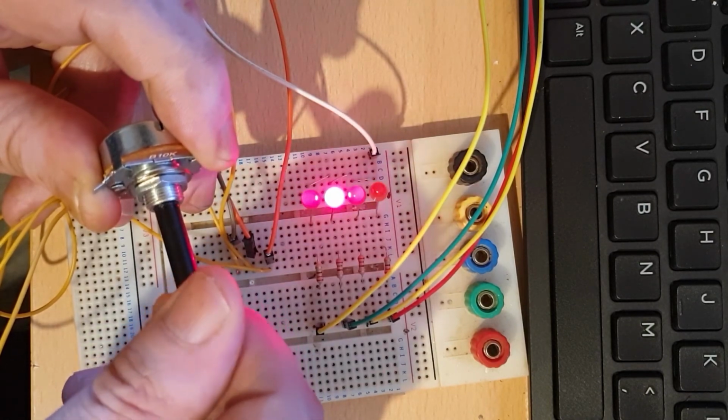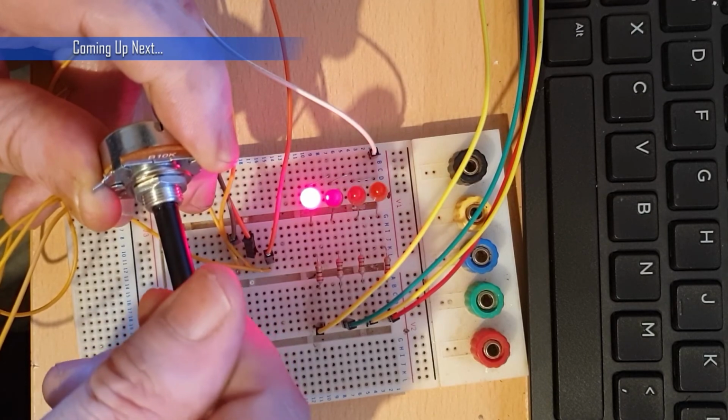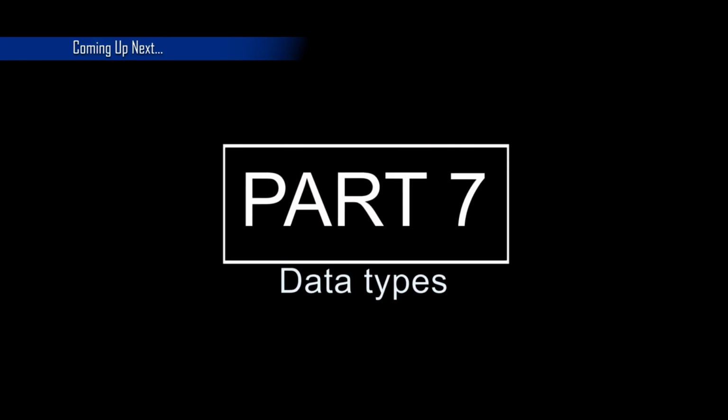This is all for today. Next time we will have a look at all possible data types, understanding the difference between integers and floating numbers in Arduino.